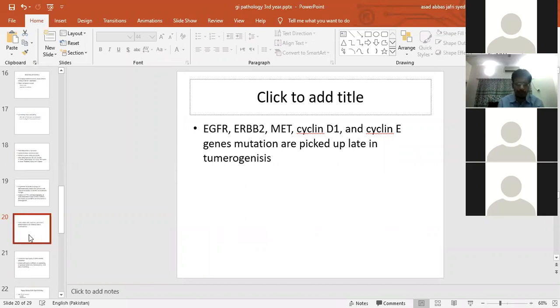Besides P53 and P16 gene mutations, you can have mutations of EGFR and ERBB2, also known as HER2/neu. This mutation is shared by breast cancer also. That is why Herceptin is also given as a therapy for adenocarcinoma of the esophagus. MET gene, cyclin D1, and cyclin E gene mutations are also picked up late in the tumorigenesis.